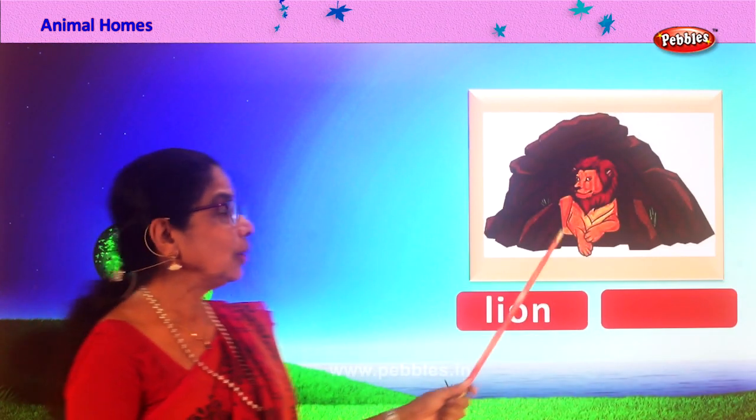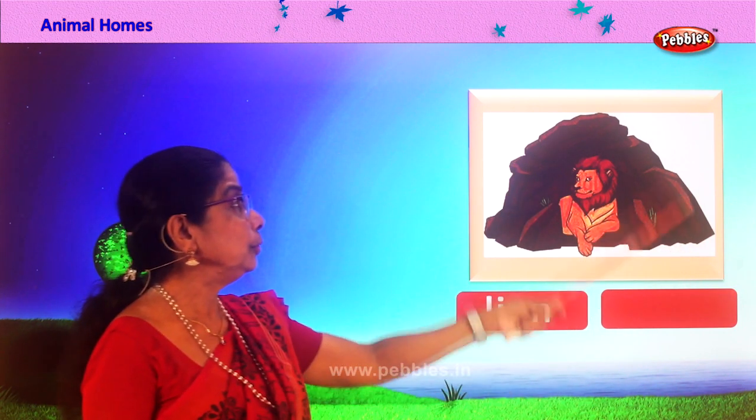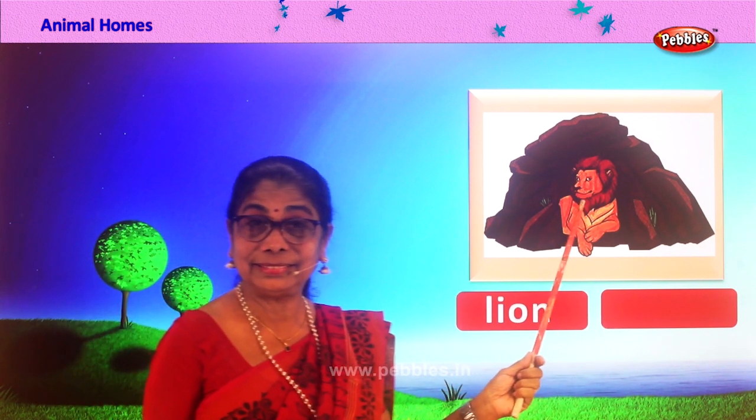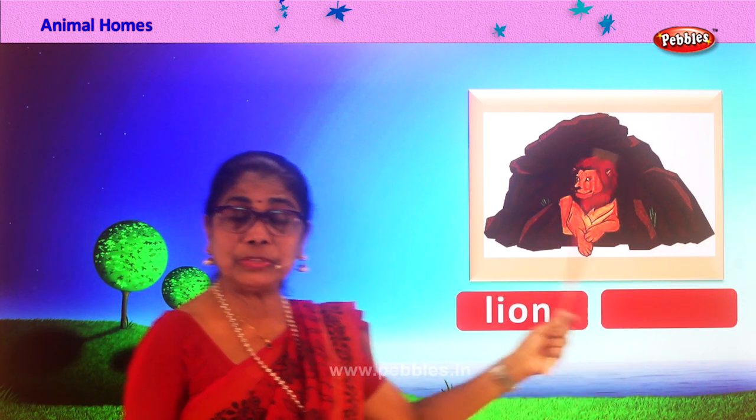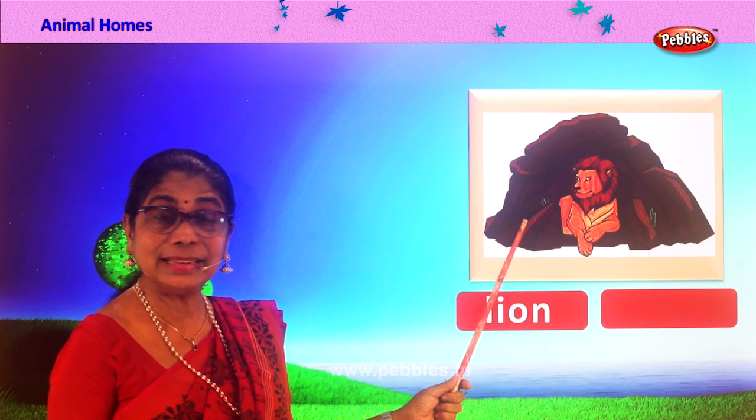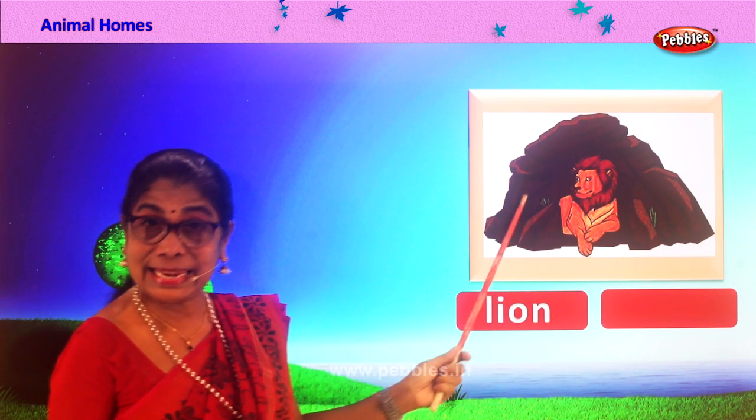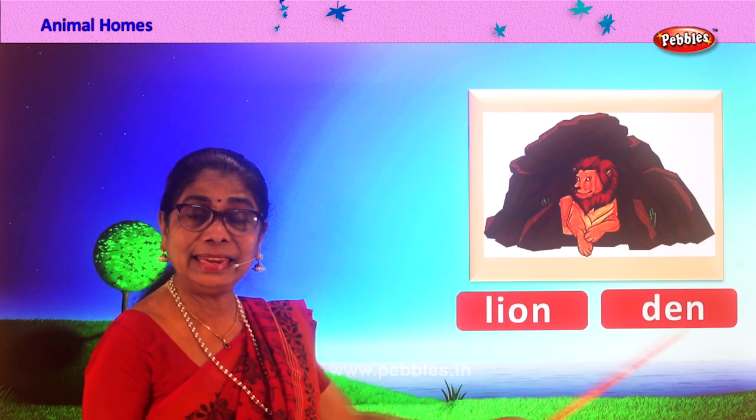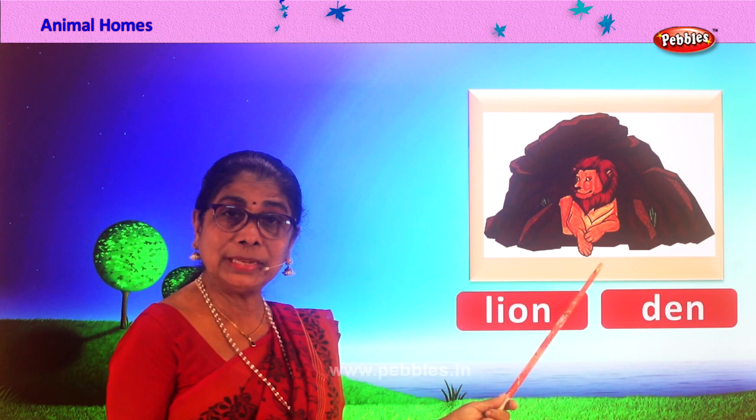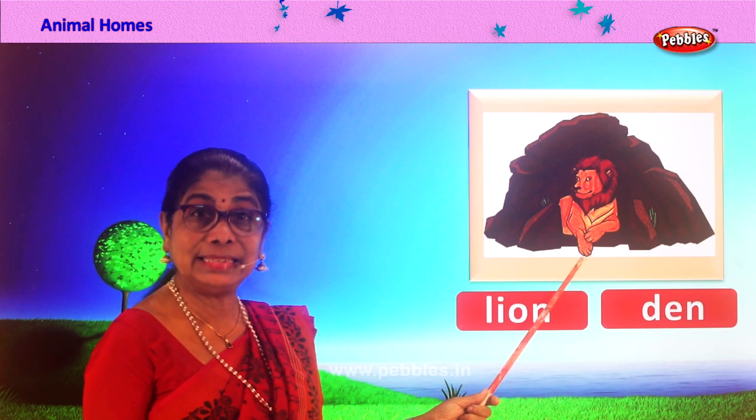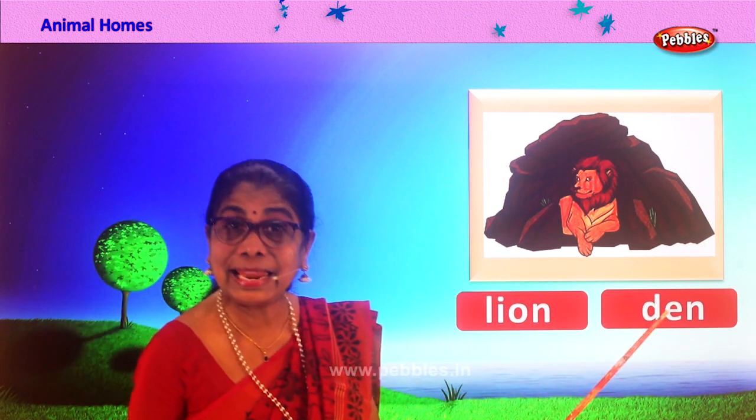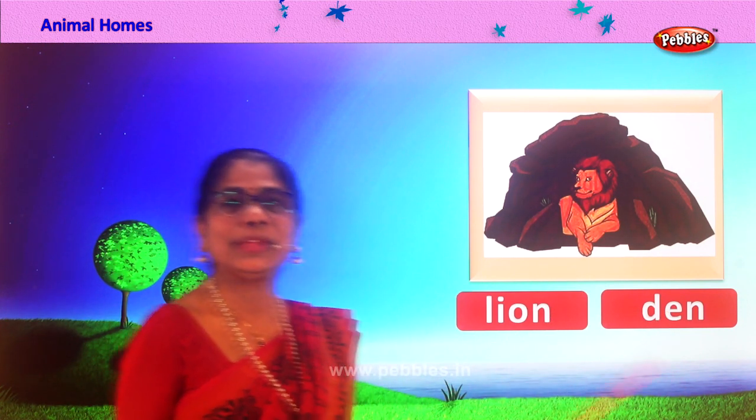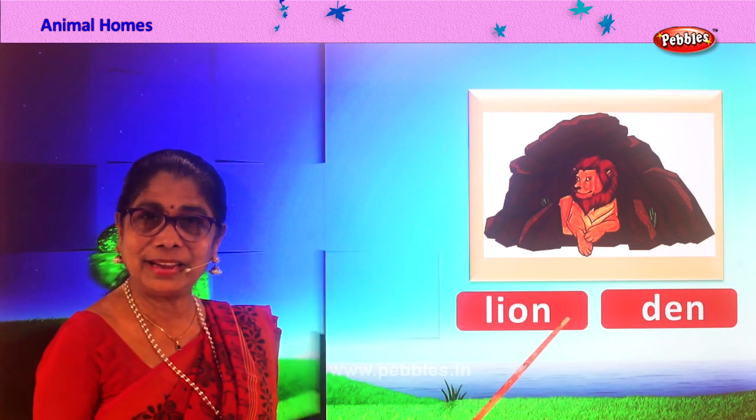Look. What do you see here? A huge rock and somebody sitting inside. Lion. Good. Where does the lion live? What is the name of his home? The lion lives in a, this is called a den. Spell den. D-E-N. Den. It's a huge rock and a hole inside. And the lion lives in the den. The home of a lion is called den. Where did the lion live? In a den. Good.